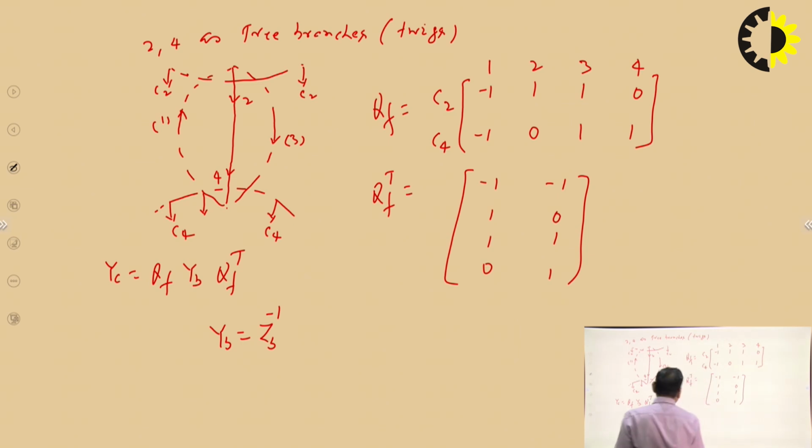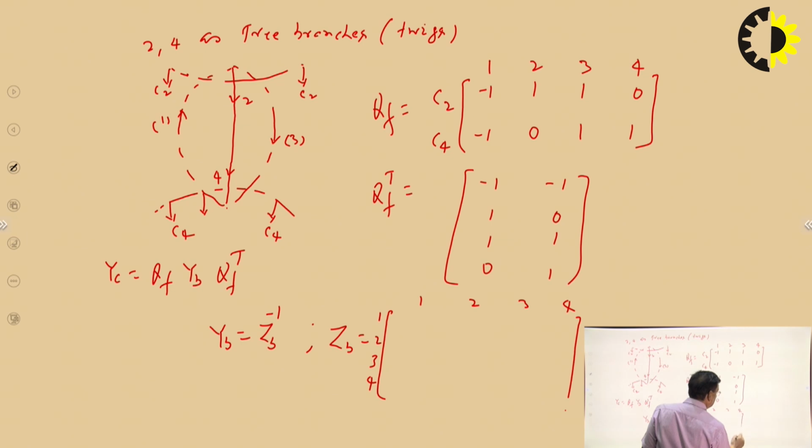So we first write the ZB. ZB is a square matrix, 4 by 4, because there are 4 branches. So 1, 2, 3, 4, 1, 2, 3, 4. Okay. If we see that in branch number 1, there is 1 ohm impedance and there is no coupling with other branches. So it will be 0.